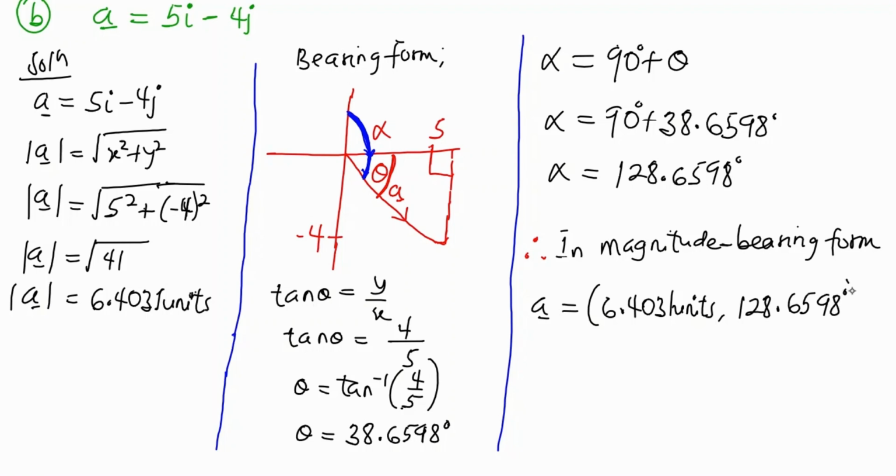128.6598 degrees. And this becomes the bearing magnitude form of this vector. Now let's move to the third example. These examples are helping us to easily focus on how to calculate the bearing of each of the set of problems given. So stay tuned as we move along to the next example.